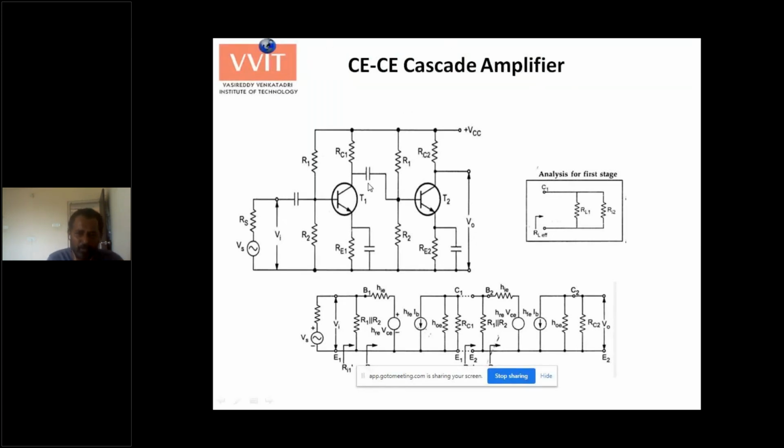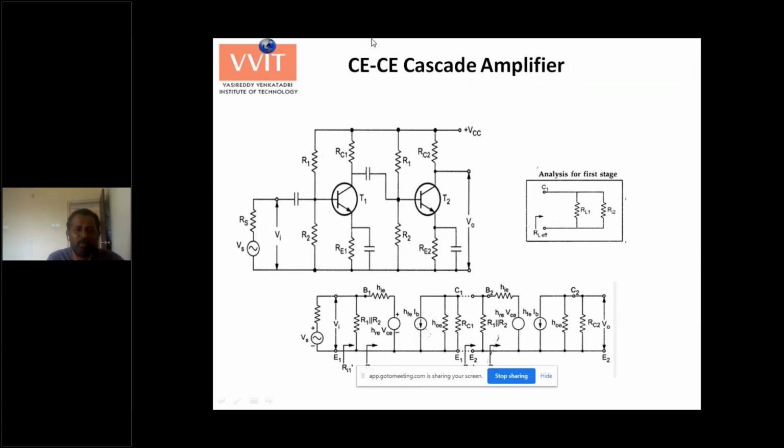Suppose I'm working with this problem. My load is 3 kilo ohms. Straight away, I can apply approximate analysis for the second stage. What is the current gain for CE for the approximate case? Minus hfe. Simple, the formula is very simple. You can remember them. And Ri is hie, etc.